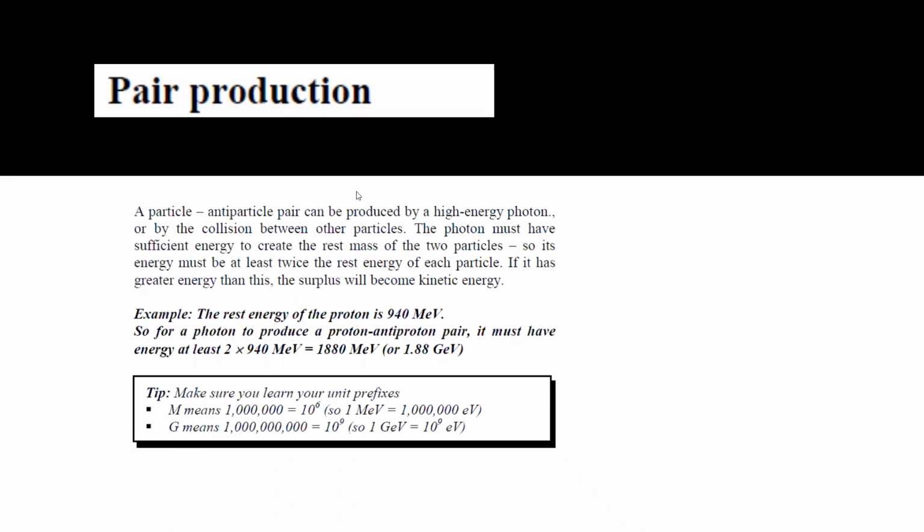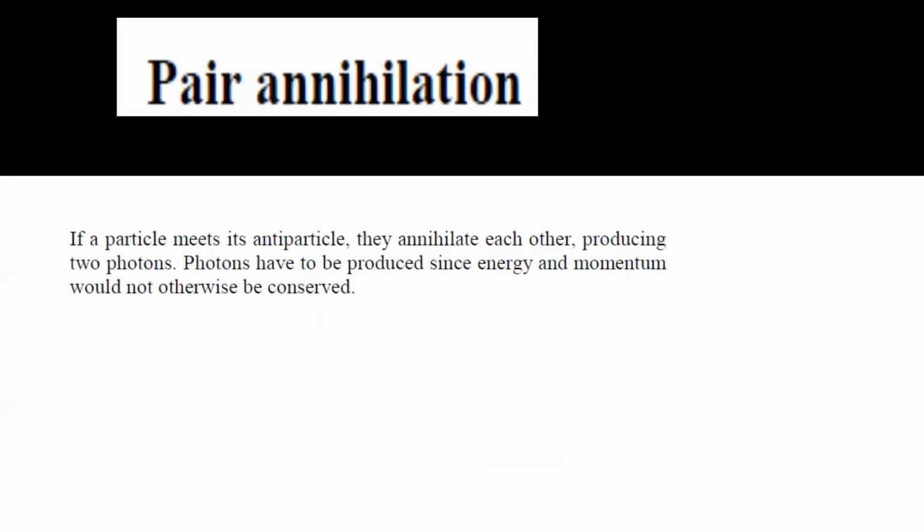And what is pair production? It's the opposite of annihilation. When a particle and antiparticle are produced by a photon or energy, we call that pair production.